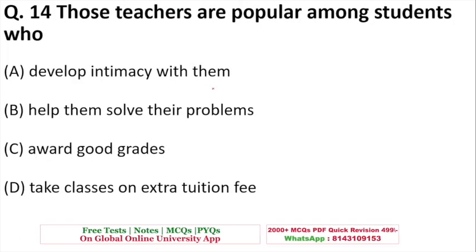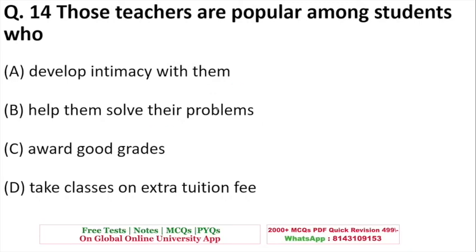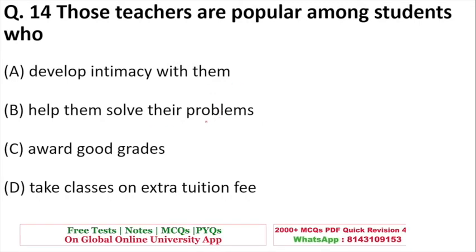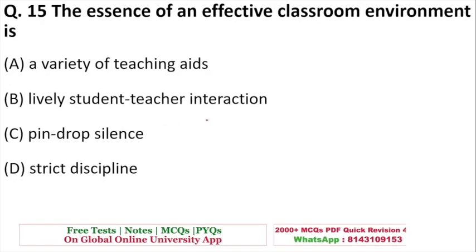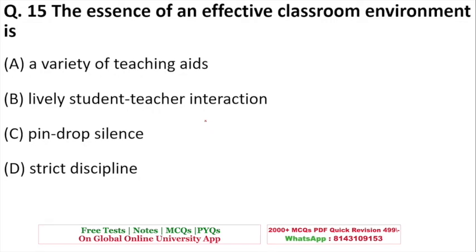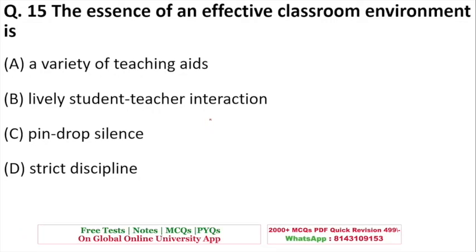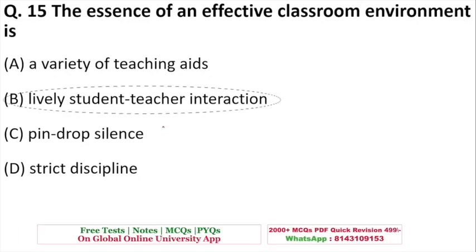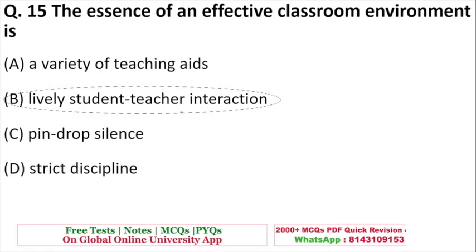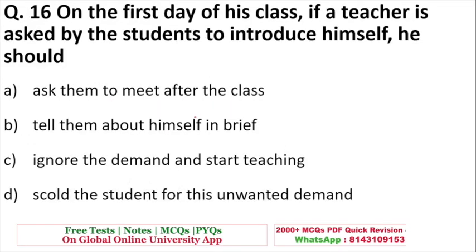Those teachers are popular among students who help them solve their problems. B is the right answer. The essence of an effective classroom environment is. So, what should be an effective classroom environment? This question we have discussed previously, that it should be lively and there should be frequent student and teacher interaction. B is the right answer.